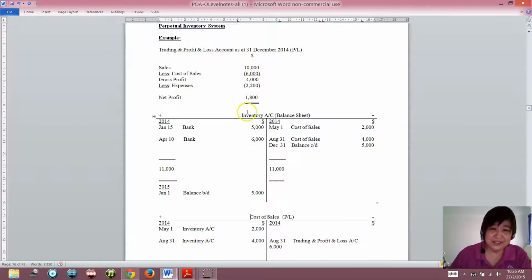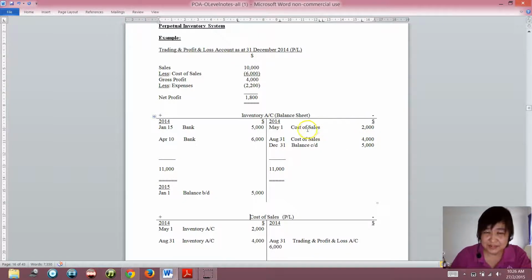So this is the stock account, the balance sheet stock. On the debit side, this one is bank, because you pay money when the stock comes in. And when the stock goes out, you put it on the credit side here. So when you sell the stock, you will incur the cost of sales. When the stock goes out, that means you have sold the stock.